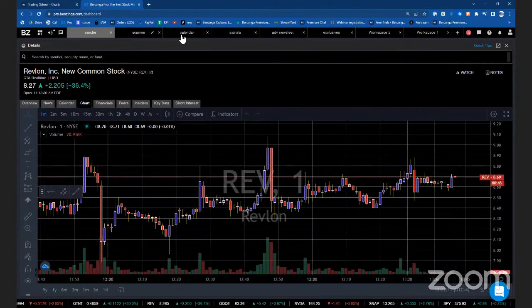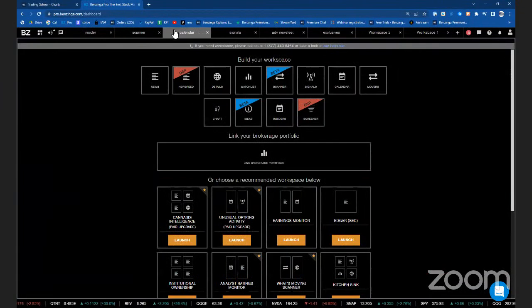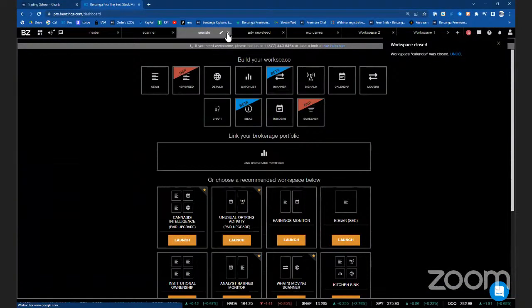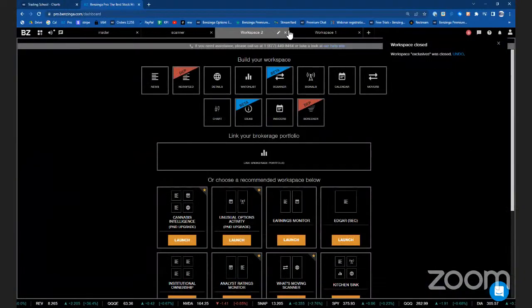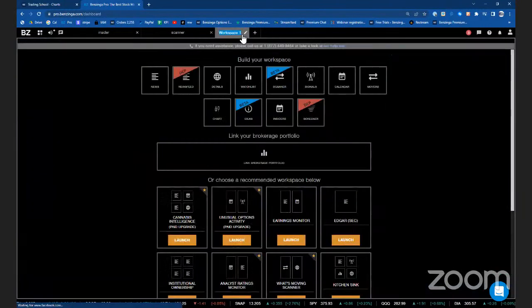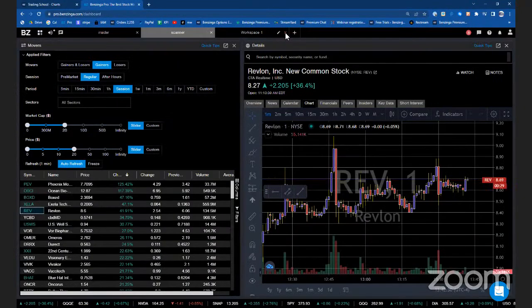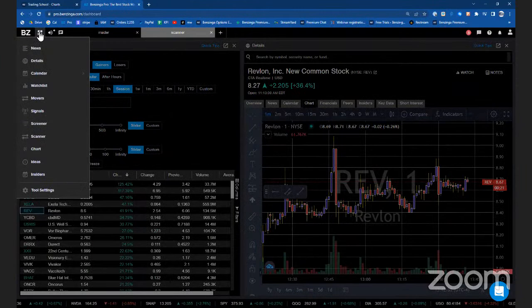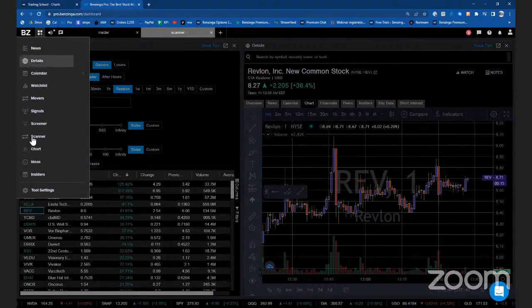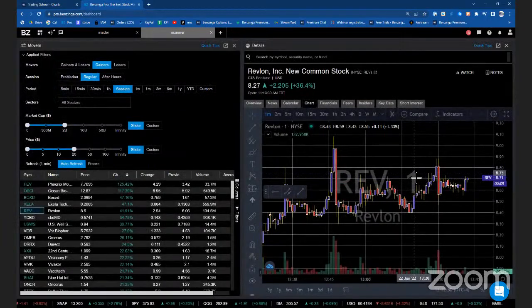Okay. Now there's other stuff I could show you here. Let me just start here from scratch. All right. So this is pretty much like Google Chrome almost. You see on the top, everything is there. If you click on these squares, you can see all the apps, all the tools that you can use here in Benzinga Pro. Again, keep in mind, I'm doing all this while I have my chart open on the side looking at Revlon. RIP.